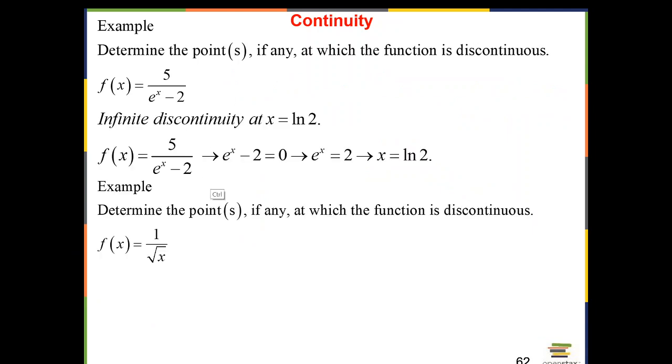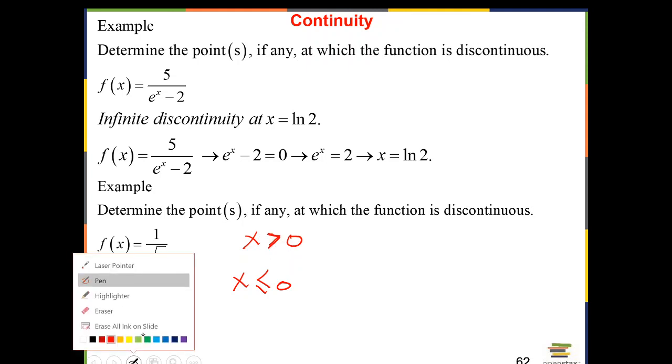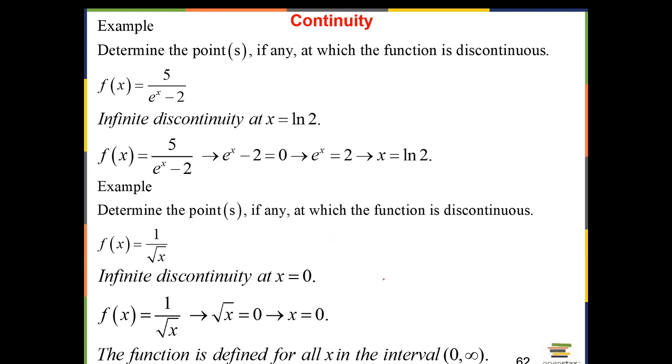Now here's another one. Determine the points, if any, at which the function is discontinuous. The only points where this is discontinuous would be all the points that are negative and also 0, because it's in the denominator. So every point greater than 0 is good. Any point less than or equal to 0 is not good. It is continuous for all positive numbers after 0: 0.1, 0.2, 0.01, 1, 2, 3, whatever number greater than 0. So we can say this is continuous from 0 to infinity, not including 0.